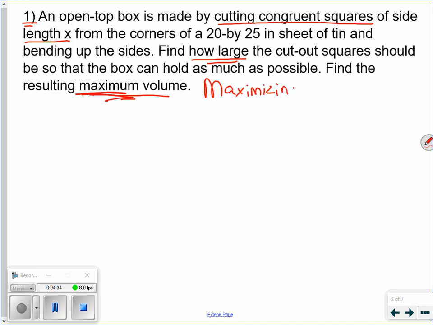Maximizing what? What are we trying to maximize here? We're trying to maximize volume. That is what is being optimized here. We are trying to maximize volume. So that volume equation needs to be my Q. It needs to be what I'm trying to maximize here. So let's think about how this works. Let's draw a diagram to help us along the line here. We've got a sheet of tin.